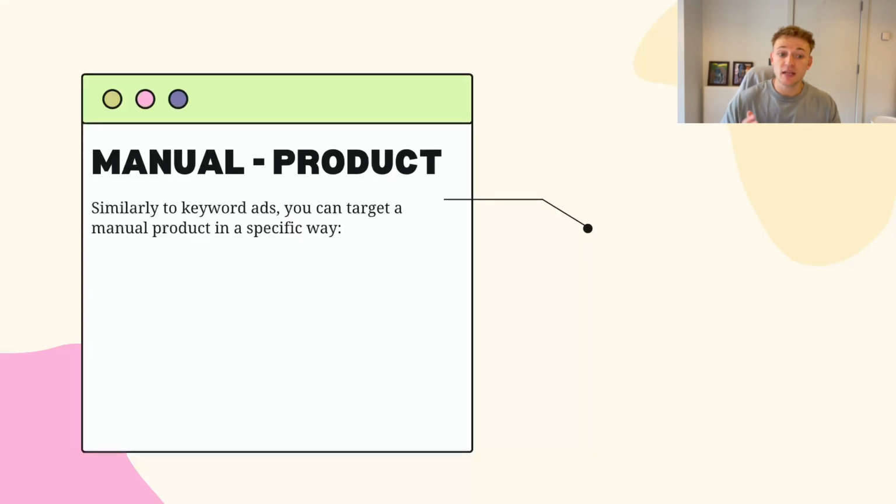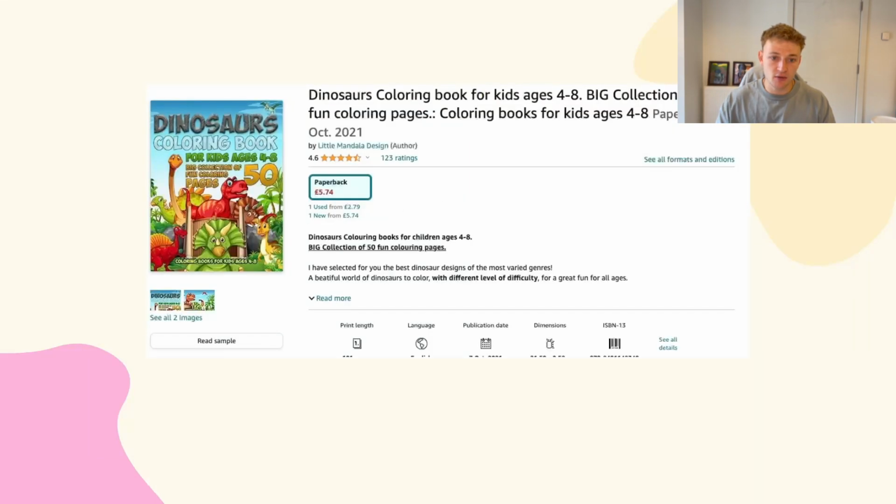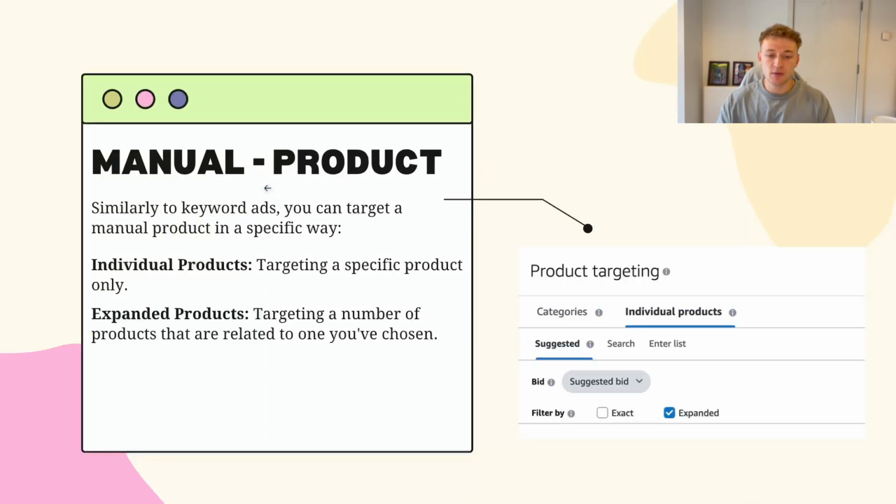So in terms of a little bit more detail, similarly to keyword ads, you can target a manual product in a specific way. You can target individual products, which, as it says on the tin, is targeting a specific product only, so just specifically this book here. Or you can do expanded products, which is basically that broad and phrase version when it comes to products, targeting a number of products that are related to the one you've chosen.